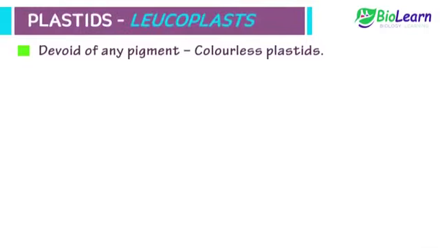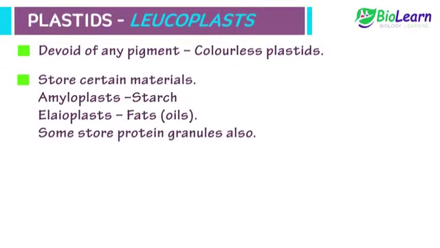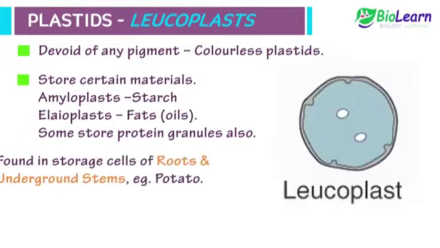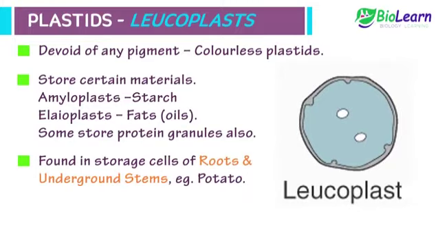Leucoplasts are devoid of any pigment and they are colorless. They store certain materials. Starch-storing leucoplasts are called amyloplasts, and those which store fats are known as elaioplasts. Some of them also store protein granules. They are commonly found in the storage cells of roots and underground stems, such as potato.